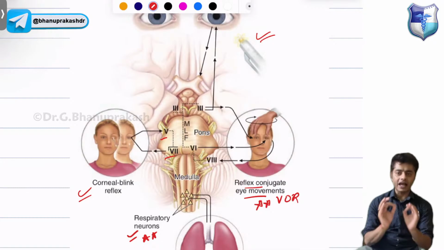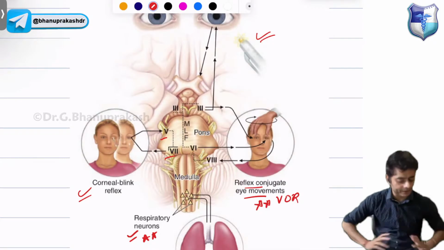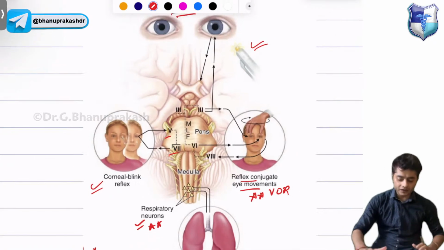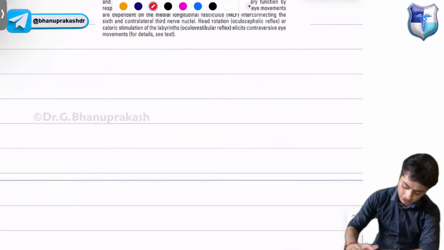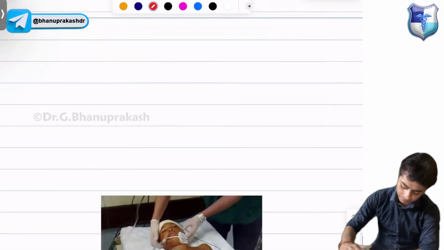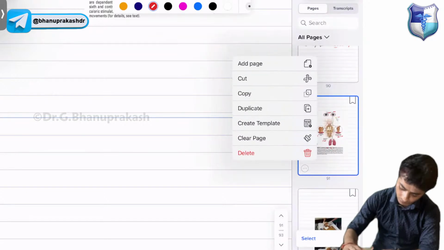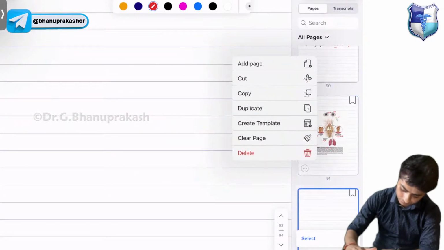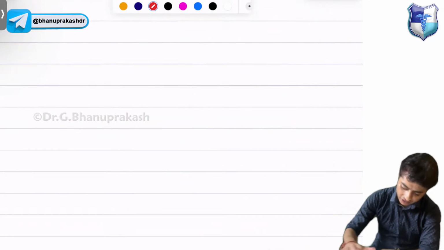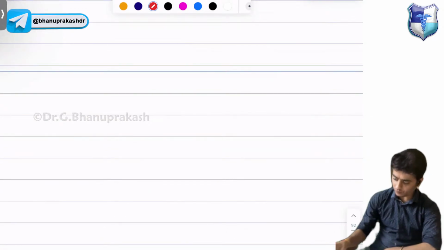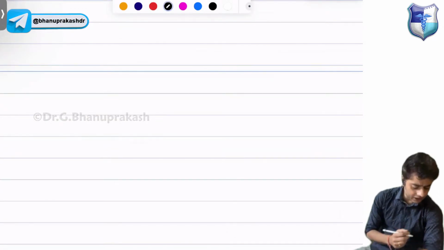Anyone having any doubt in brainstem reflex, just tell me in the comment section. If you are comfortable in this brainstem reflex, we will move further. Just tell me if anyone is having any doubt. Done? Everyone got this concept? Okay. So now we study some other conditions.